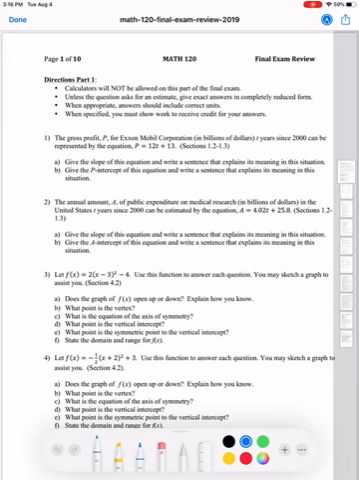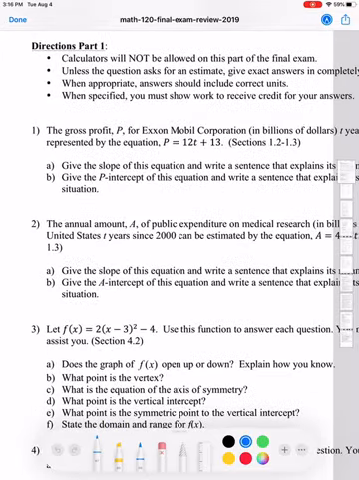So for the review for Math 120, the first and the second problem are very similar. I'm just going to do one of these. On the first one, it says, give the slope of this equation and write a sentence that explains the meaning of the situation. So on number one, the slope is the number in front of the variable, so 12. That's the slope. What does it mean?